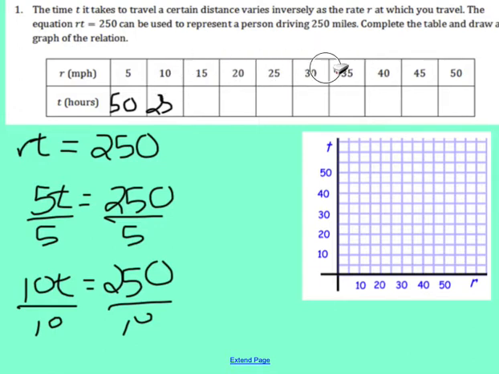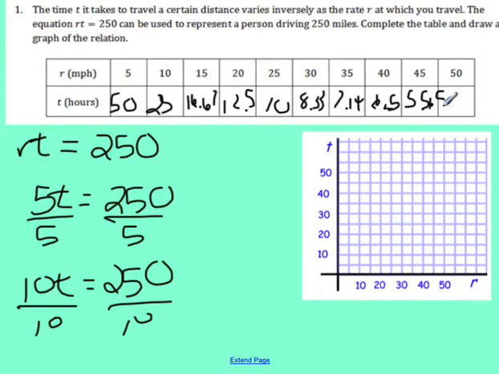So let's go ahead and do that. 250 divided by 15 is 16.67. 250 divided by 20 is 12.5. 250 divided by 25 is 10. 250 divided by 30 is 8.33. 250 divided by 35 is 7.14. Divided by 40, 6.25. Divided by 45, 5.56. Divided by 50 is 5.